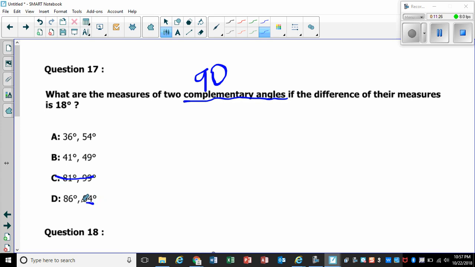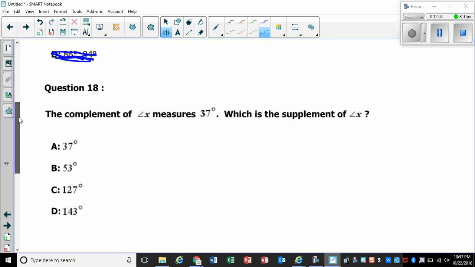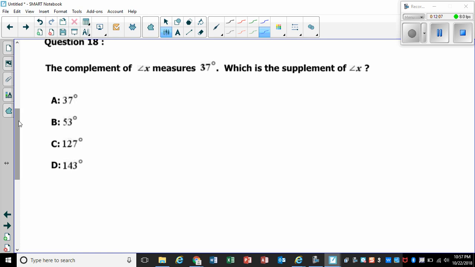The 90-degree angle one is not going to be it. I guess they thought you would mistake it for supplementary. I don't know why they would even give you that, but that's what we're going to eliminate. When I add 41 plus 49, it gives me 90. 36 plus 54 gives me 90, but I need the difference to be 18. The difference of 18 is 54 and 36. Yep.